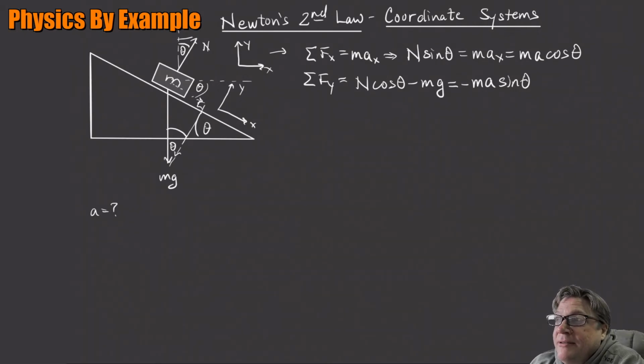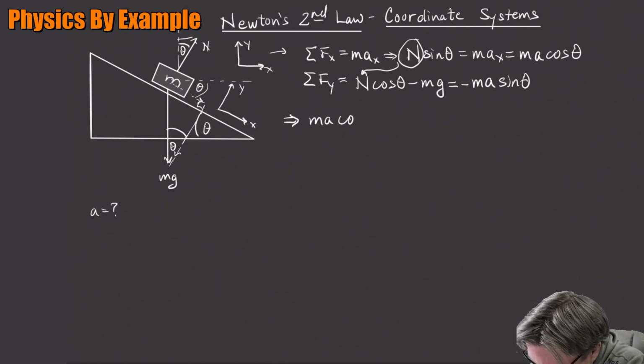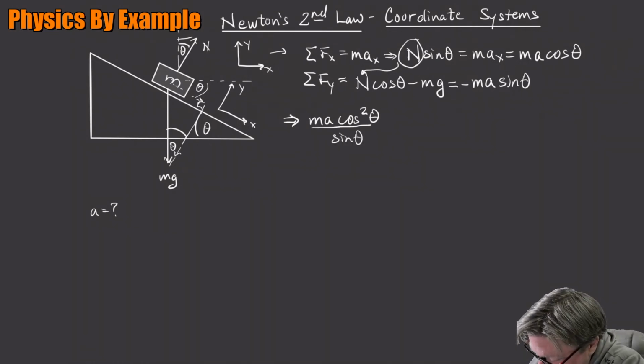All right, what do I do? Well, it's a tricky algebraic thing. Let's try this. How about this? Let's solve for N. Let's get rid of N. Let's get rid of that thing. So N is going to be ma cosine theta over sine theta, right? So the y equation then is going to be, look, we're going to get a cosine squared, ma cosine squared theta over sine theta. And then I'm going to have a minus, here's my minus mg equals minus ma sine theta.